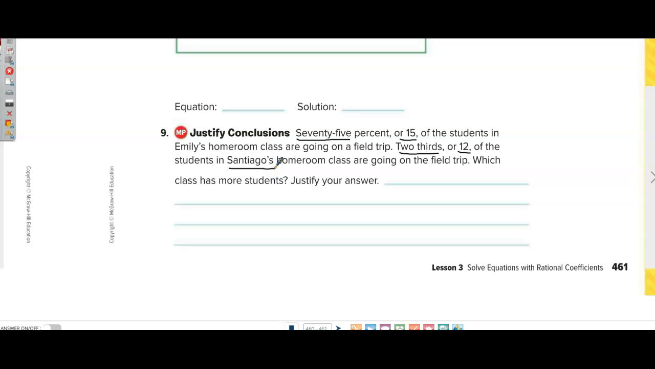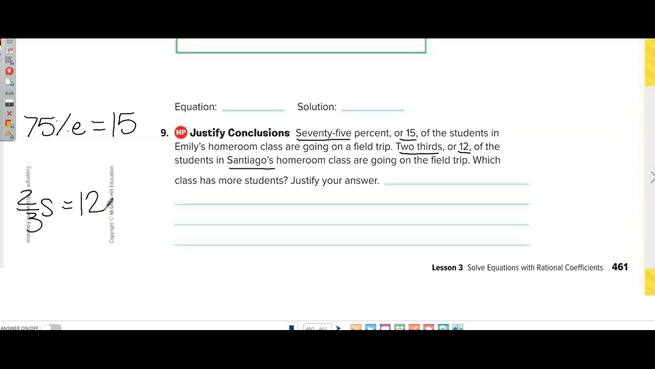So we know that 75% of Emily's homeroom, of means to multiply. We don't know how many are total in her class, so we'll write E for Emily. But we do know that 75% of that equals the 15 students. Our other equation that we're going to write, we know that 2/3 of Santiago's, of means to multiply. We don't know how many total are in the class, so we'll write S, should give me 12 students.